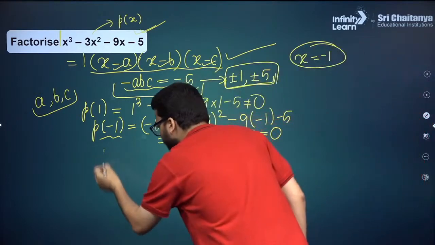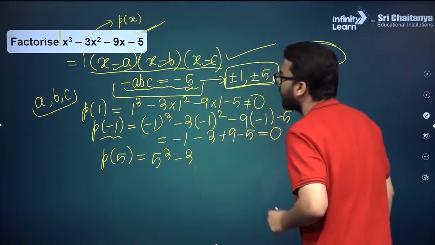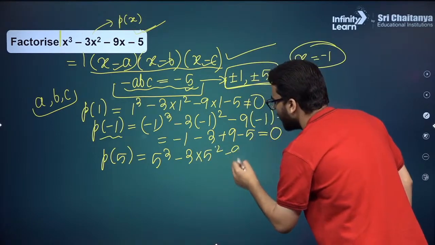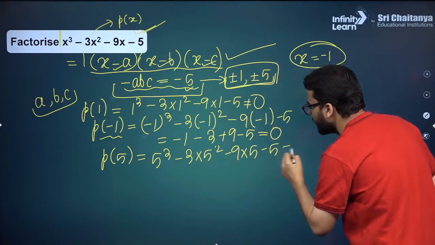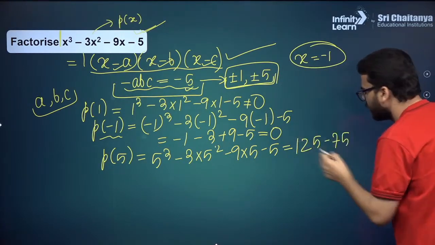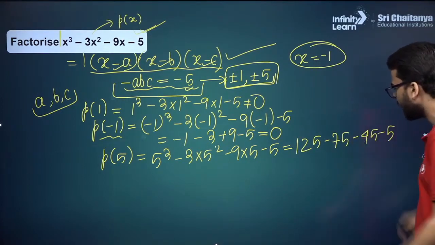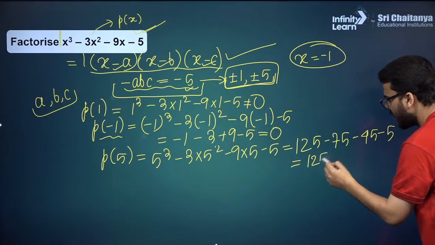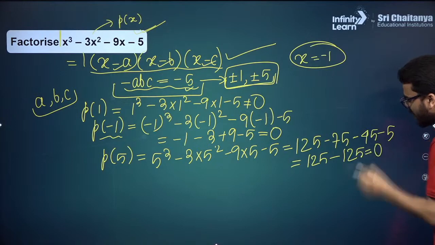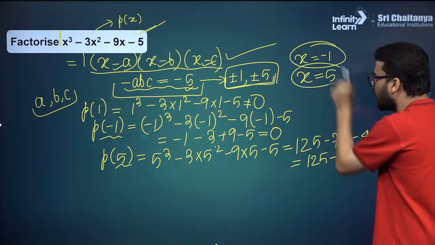Now can I find P of 5? P of 5, what is that coming out to be? 5 cube minus 3 into 5 square minus 9 into 5 minus 5. What is that coming out to be, guys? You see, this is 125 minus 125 only, that is coming out to be 0. So what does it mean? It means that x is equal to 5 is also a 0 of this polynomial. You got it?